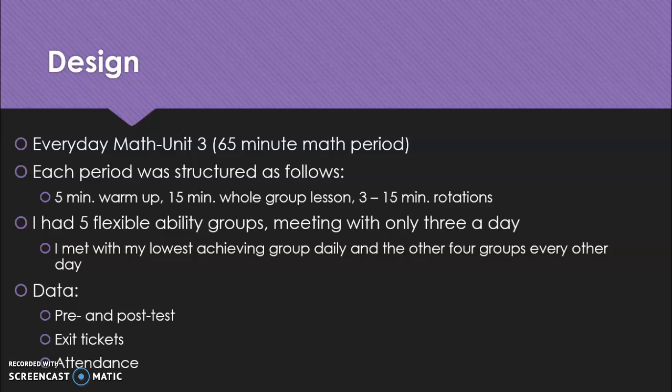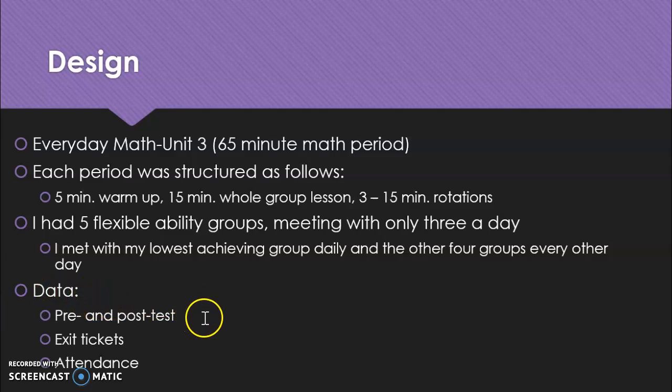And then we went into 3 15-minute rotations. So I had, with my 23 students in my class, 5 flexible ability groupings, and I met with 3 each day. I met with my lowest achieving group daily, and then the other 4 groups I rotated every other day. The data that I collected, I used a pre and post test.